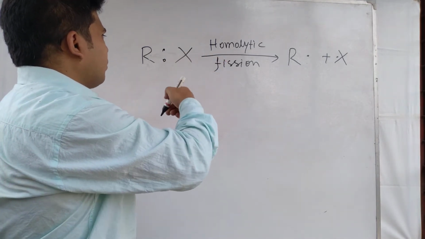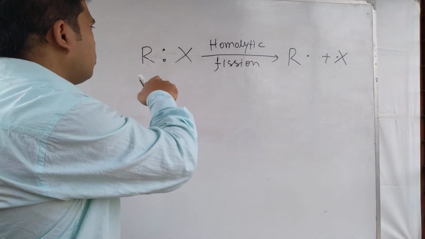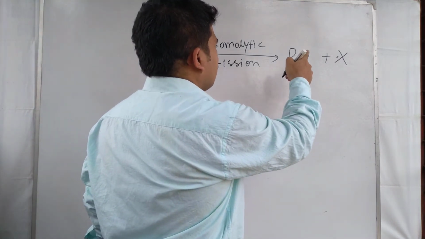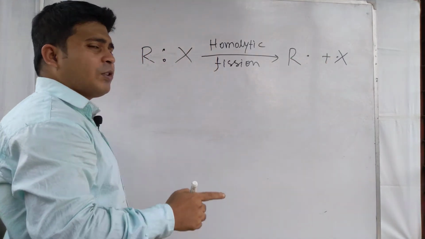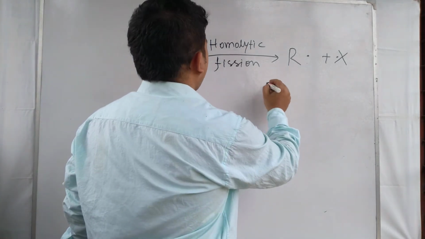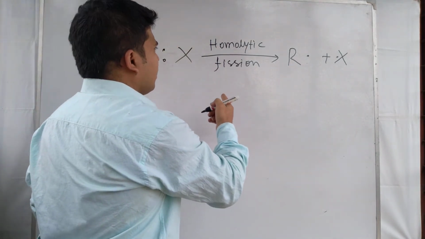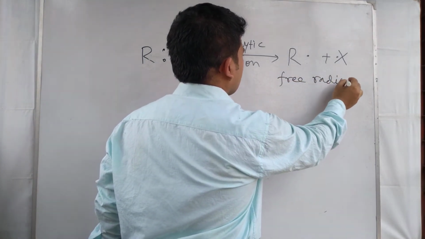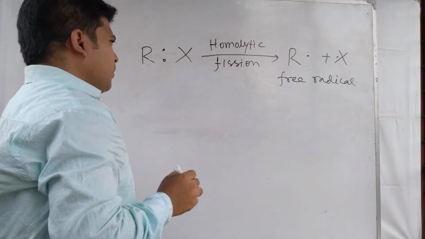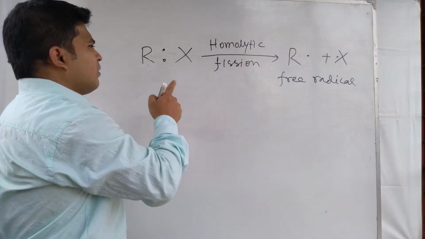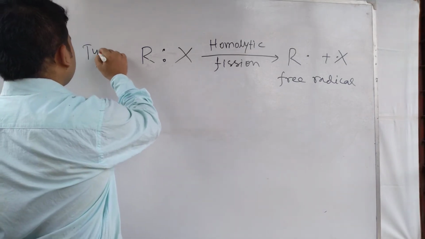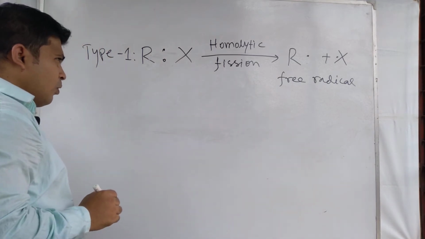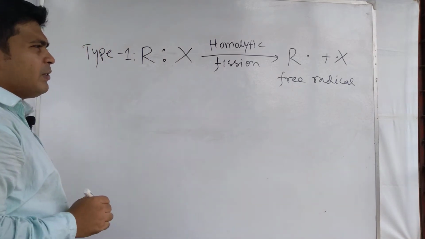Here the atoms that were bonded together with a covalent bond are separated by symmetrical distribution of electron. Symmetrical distribution of electron takes place, and in this process a free radical is developed. So this is type 1 of bond fission. It is homolytic bond fission where free radical is generated.